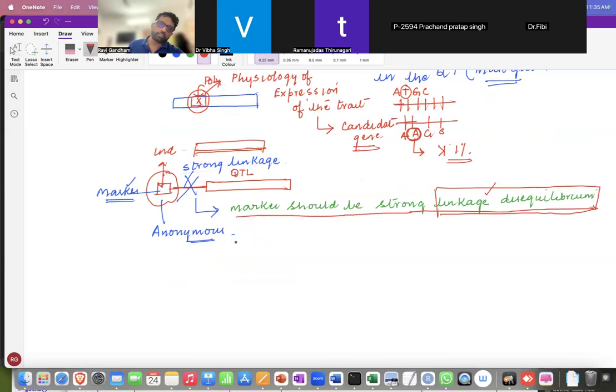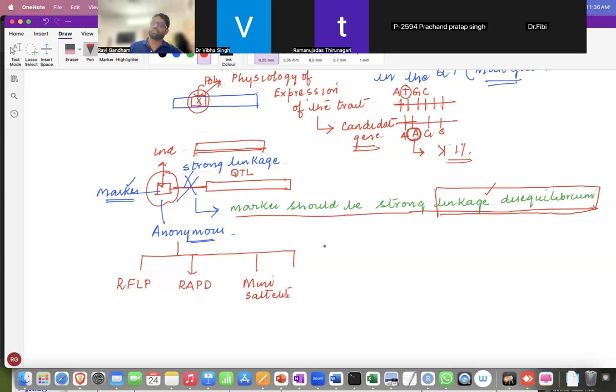Okay. Now we'll have to finish all the anonymous markers too. We'll continue the class if you're breaking after 8 minutes. So, anonymous markers. Under the category of anonymous markers, you must have heard about RFLP markers, RAPD markers, and then you have minisatellite markers. Now you already know what minisatellite and microsatellite are.